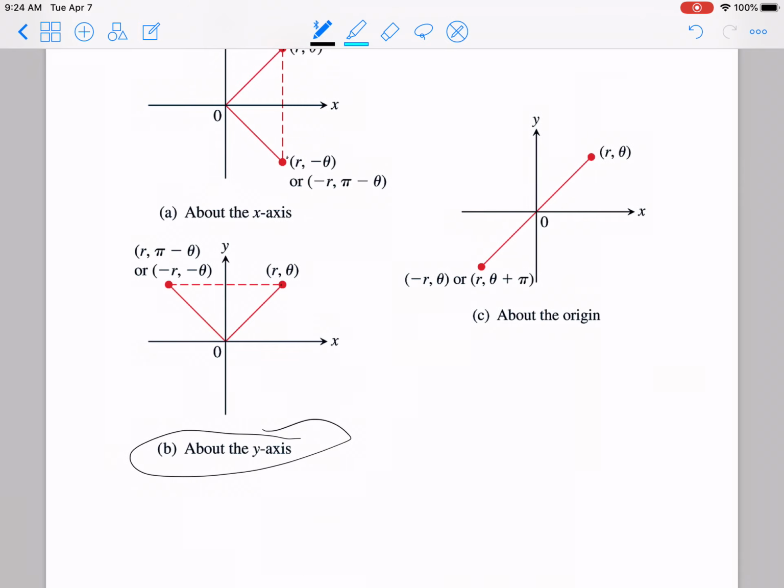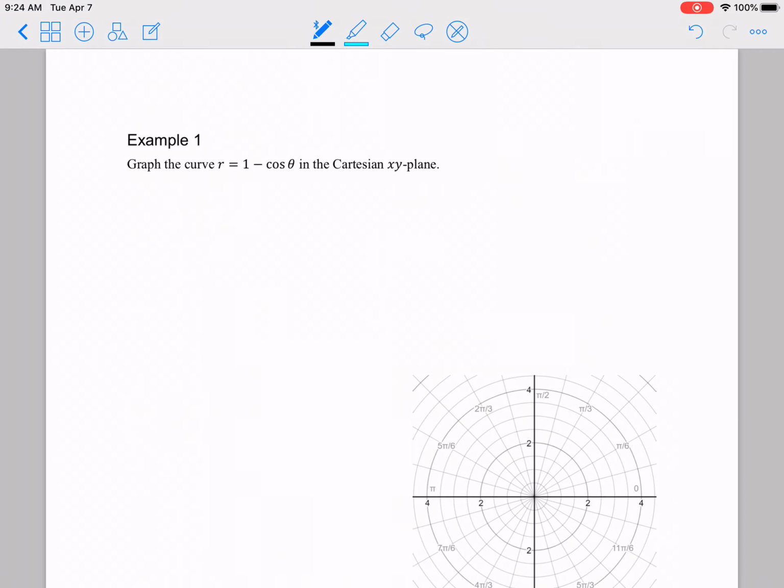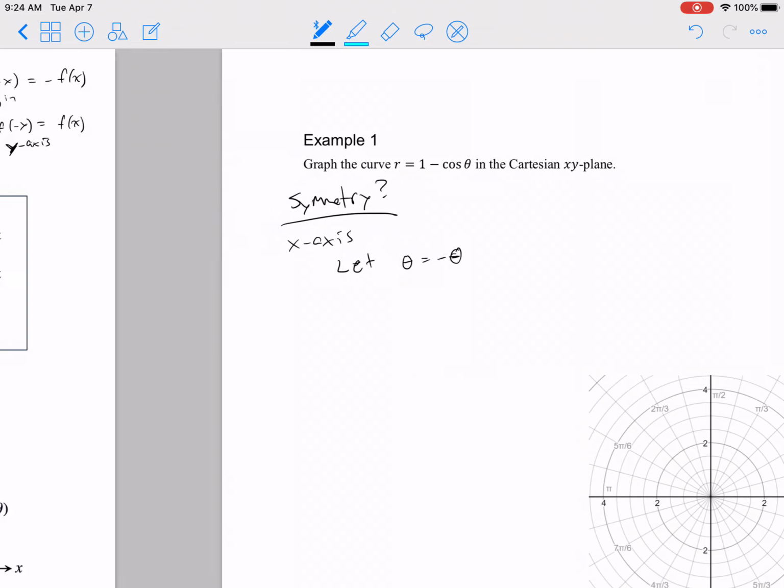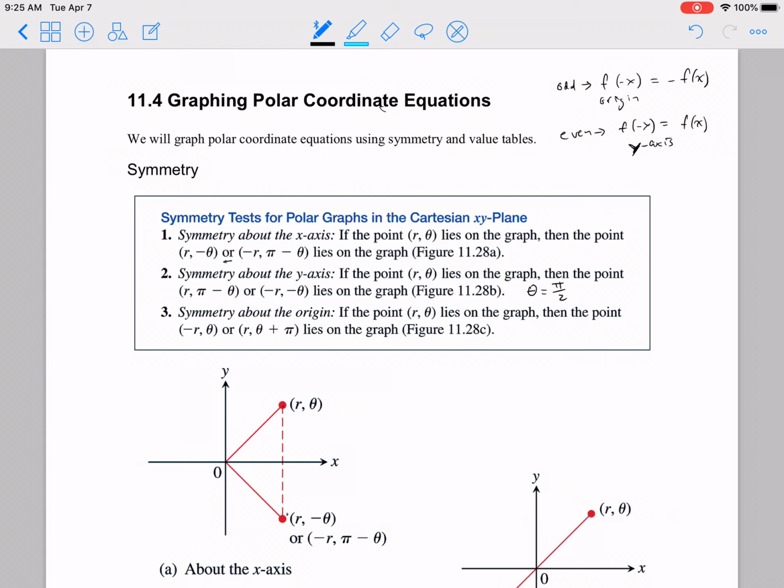All right, so let's take a look at this first example. The first thing we want to do if we want to graph this is check for symmetries. Let's start with the x-axis one. In this one, we're just going to let theta equal negative theta. If you look back over here, that was the difference, theta to negative theta. We're going to check and see if that works for us.